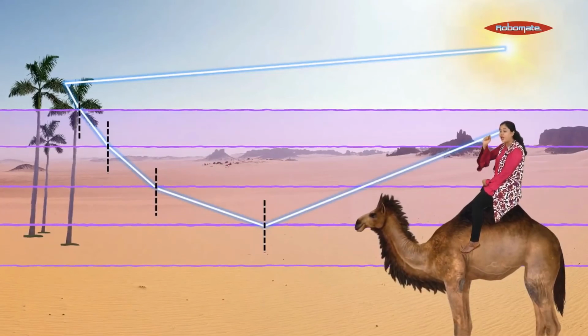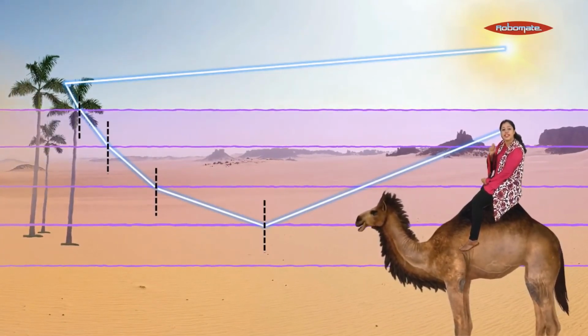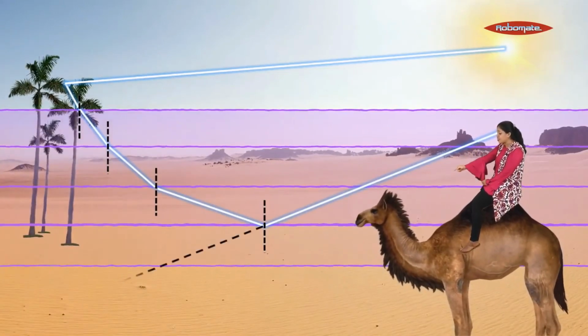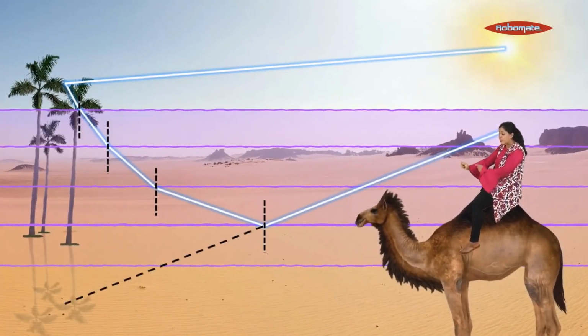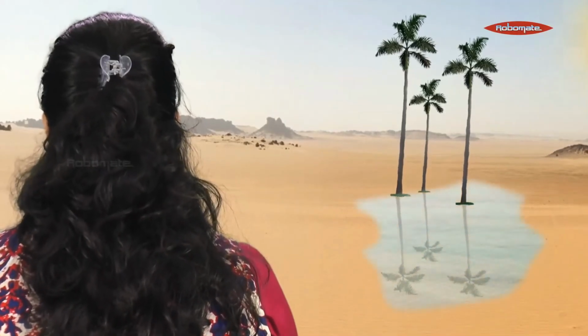eye. Now, once it enters my eye, the human eye always perceives that light always travels in a straight line. So now I can see the reflection there at the bottom. So the reflection of the tree is there. Similarly, the reflection of the cloud is also seen there.